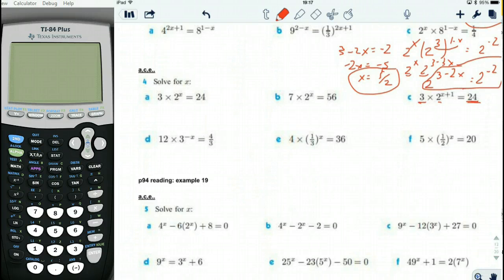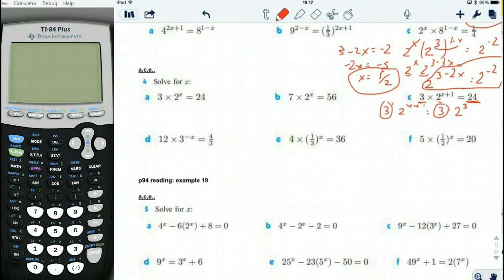So this is kind of a more complicated one. It's got 2 different bases. So I've got 3 to the first and 2 to the x plus 1 equals, and this would be 3 times, and then it would be 2 to the third.